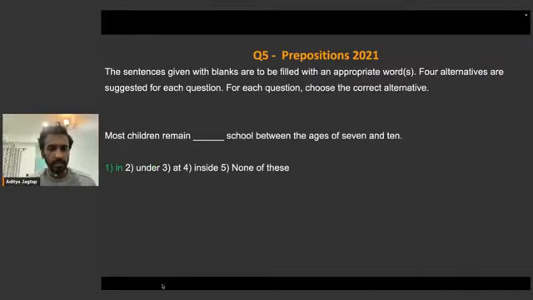About this, children remaining in school versus at school, when I said I wanted to make an Excel sheet of notes, this is the kind of question that I would mark with an asterisk, to say this is commonly a preposition trap that is commonly set by exams, so be careful of this trap. You'll find this in different ways being tested.